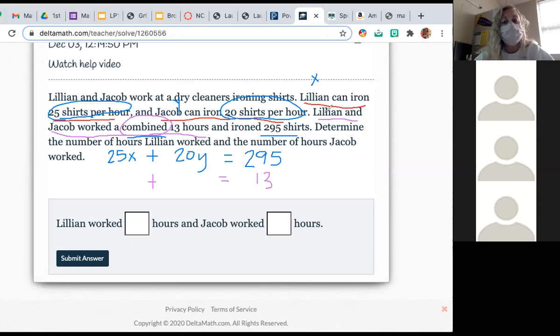Does it say how many hours Lillian worked? No. Does it say how many hours Jacob worked? No, y'all, that's what we're trying to find. Look at the problem. That's what you're trying to figure out. What letters did y'all use for Lillian and Jacob? X and Y. So if I do X plus Y, that's Lillian's hours plus Jacob's, it should equal 13. So if the subject is about something you don't know, just put the people's letters in there, okay? Is everybody okay with how we set up this system?